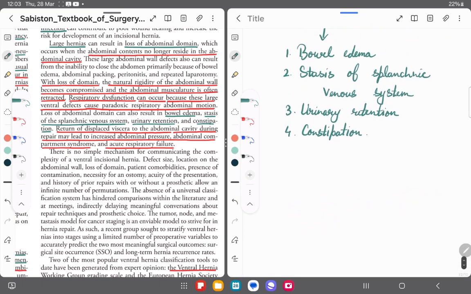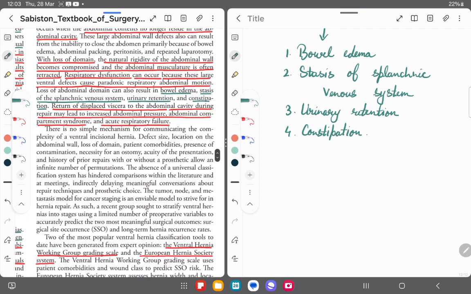So return of the displaced viscera to the abdominal cavity during repair may lead to increased abdominal pressure, abdominal compartment syndrome, and acute respiratory failure.